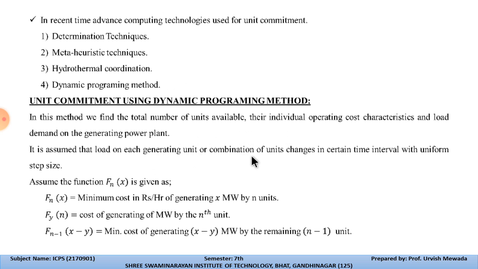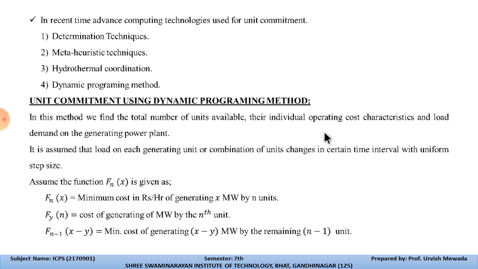So this will be most efficient for the unit commitment for the given system, for any system, which also considers the load demand on the generating power plant. It is assumed that the load on each generating unit, or combination of units, changes in a certain time interval with uniform step size. This point is important, where the load is changing.